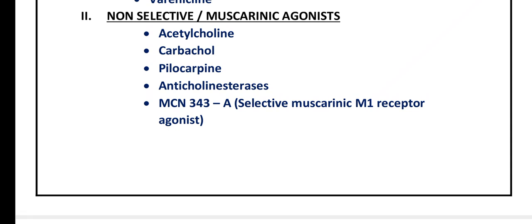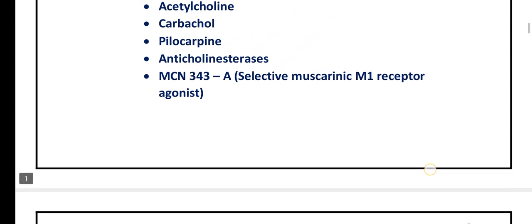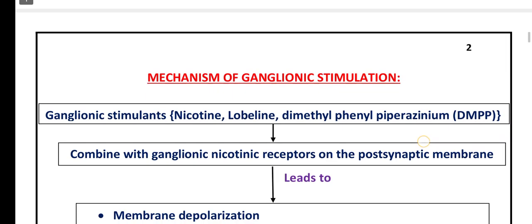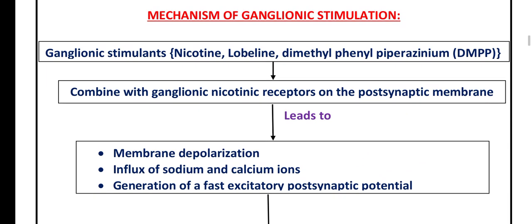Now coming to non-selective or muscarinic agonist: acetylcholine, carbachol, pilocarpine, anticholinesterases, and McN-A-343, that is a selective muscarinic M1 receptor agonist. We can see the mechanism of action of ganglionic stimulants.